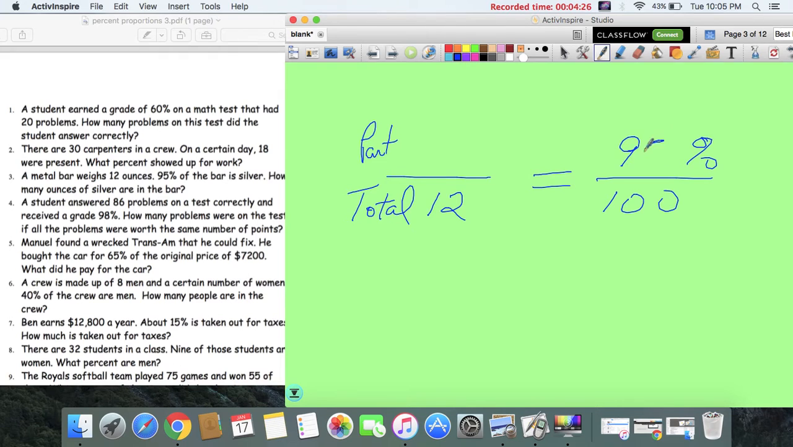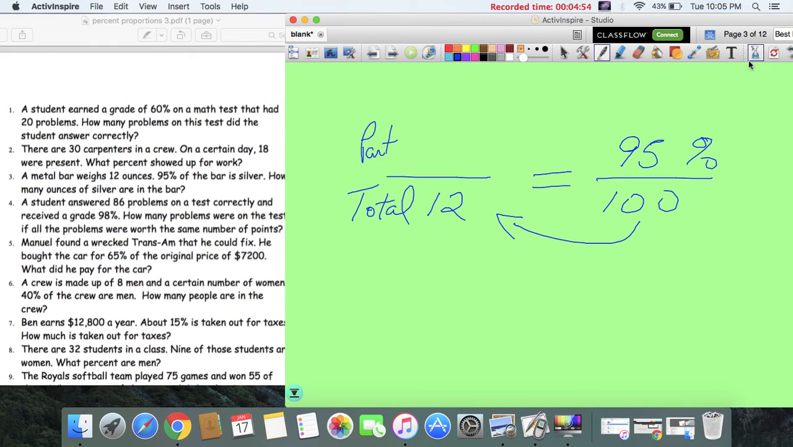95% of it, so 95% is silver. So out of the 12 ounces, how many ounces is made of silver? Can you take something and 100 divided by something to give you 12? There is nothing, not that I know of, that 100 divided by it gives you 12. So we have to change this fraction.